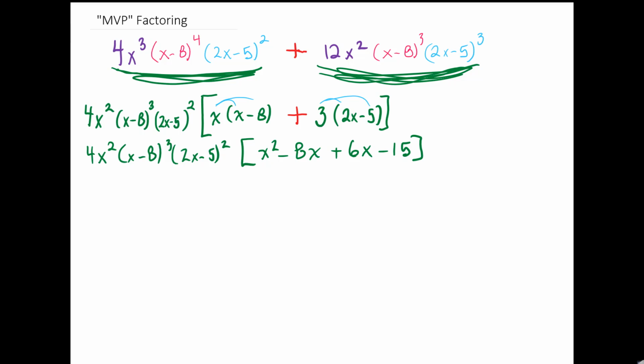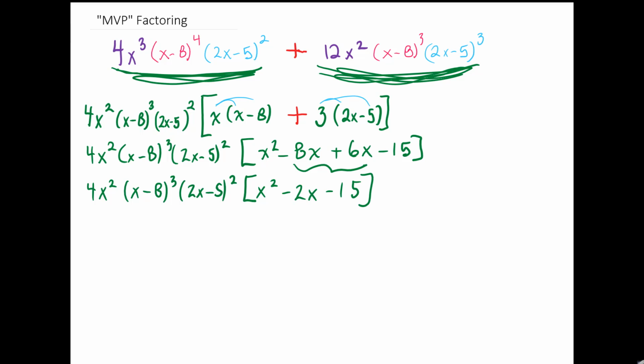Okay, now I can collect like terms. So I have 4x squared, x minus 8 cubed, 2x minus 5 squared, and x squared minus 8x plus 6x would be minus 2x, and then the minus 15. And so now the final step: we still have this 4x squared. It's been hanging out here the entire time, right? x minus 8 cubed, 2x minus 5 squared.